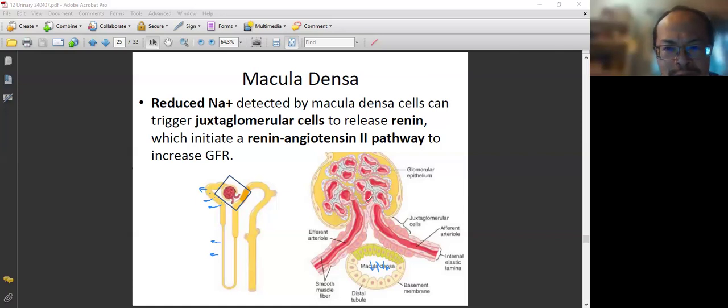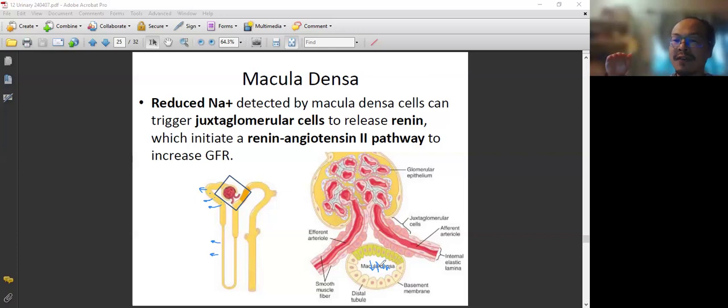How do we improve filtration? Remember, filtration is driven by filtration pressure. How do we increase the filtration pressure? We basically increase blood pressure. So this is another way our body regulates blood pressure. When the blood pressure is low, we have less filtration, so we have less sodium to get pushed through. We have low sodium in the distal convoluted tubule.